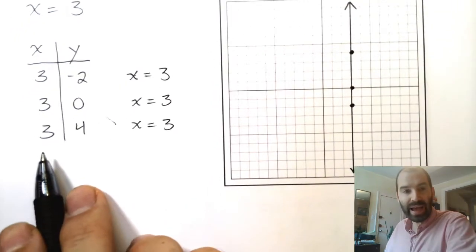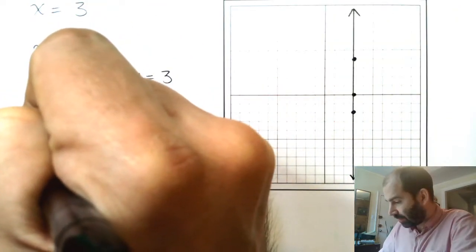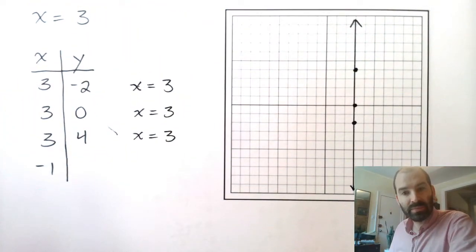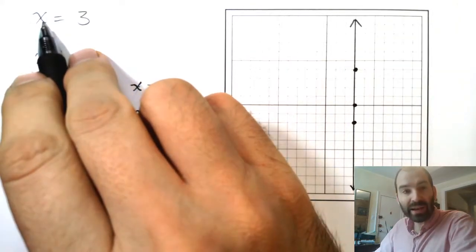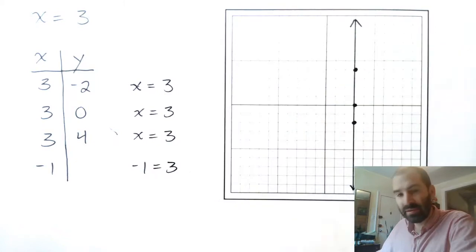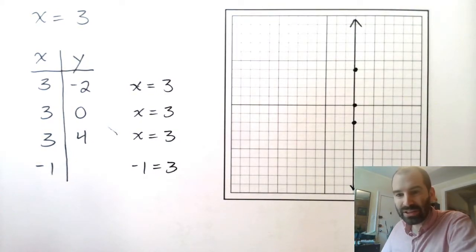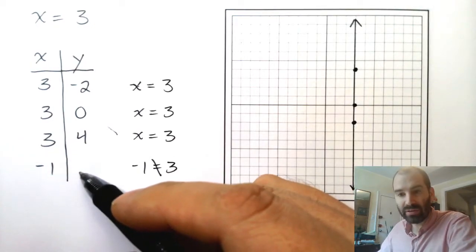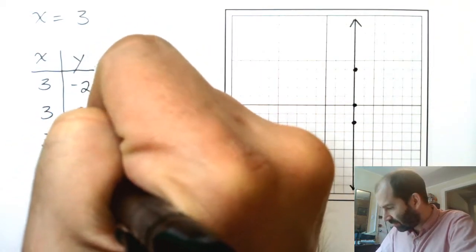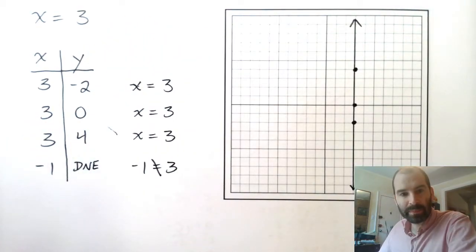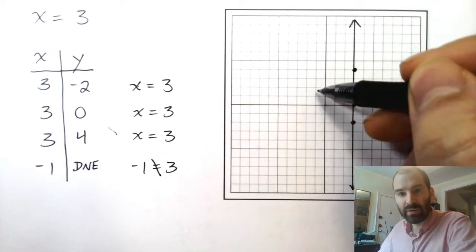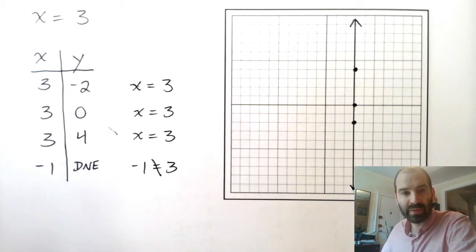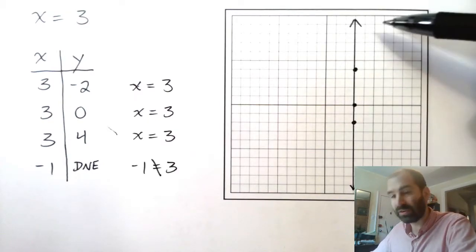Notice that if I tried to take x to be a different value here, like -1, what would that give me? Well, I plug that in for x. I get the equation -1 equals 3. That's not a true equation. That doesn't work, right? So there is no y that goes here. It does not exist. So I can't plot a point above -1. Nothing to go there because the y doesn't exist. I'm forced to only choose x's that are 3 here because that's what the equation dictates. So we just get this single vertical line.